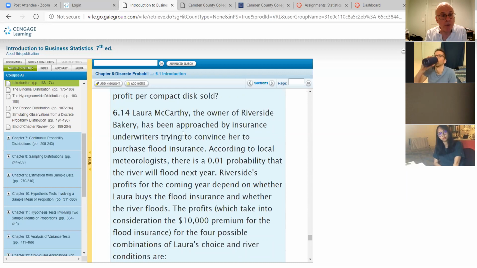Well, let's see what this says. Laura McCarthy, the owner of a bakery, has been approached by insurance underwriters to try to convince her to purchase flood insurance. According to local meteorologists, there's a 1% probability that the river will flood in the next year. Riverside's profits for the coming year depend on whether Laura buys the flood insurance and whether the river floods. The profits take into consideration the $10,000 premium for the flood insurance for the 4 possible combinations of Laura's choice and river conditions.